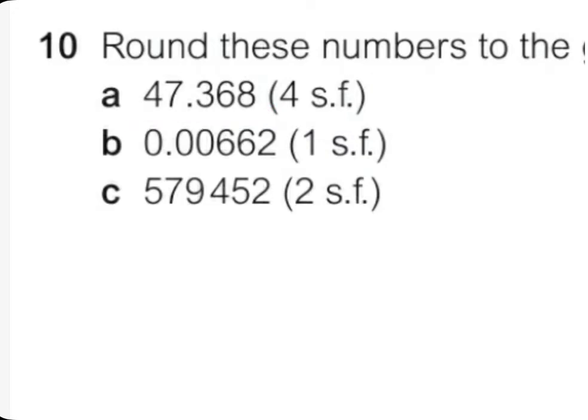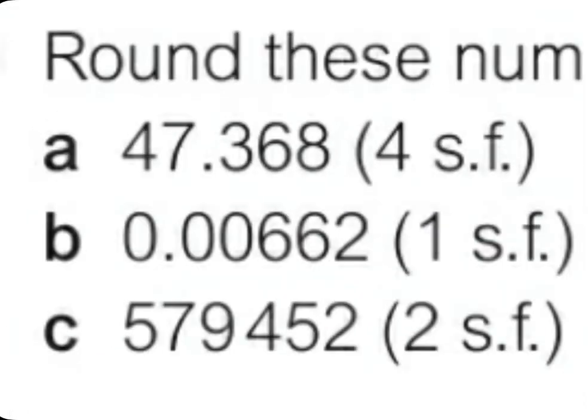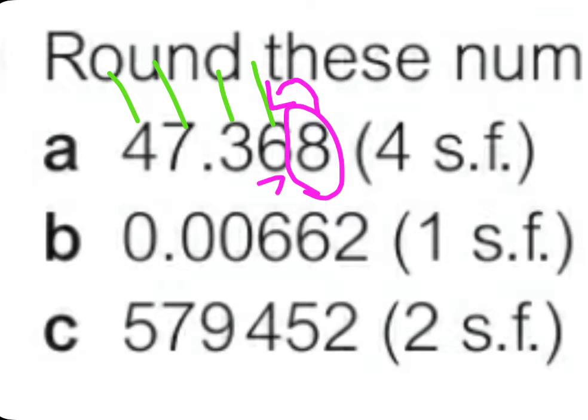So let's count first. We need 4 significant figures. So it's going to be 1, 2, 3, 4. And then the fifth number, which is this one, is bigger than 5. Because it's bigger than 5, we're going to add 1 to the one before it. And it's going to be 7.